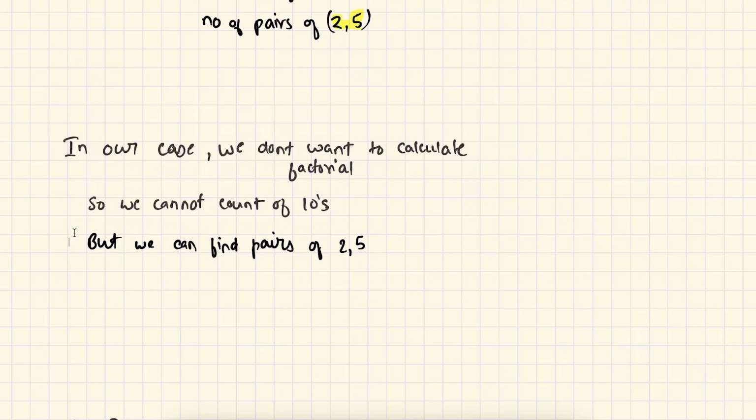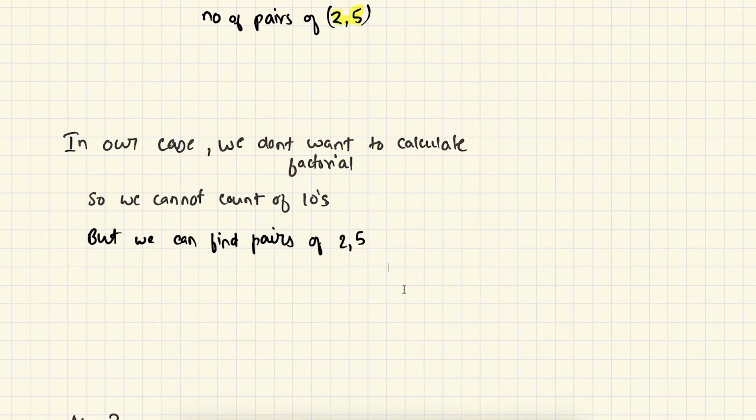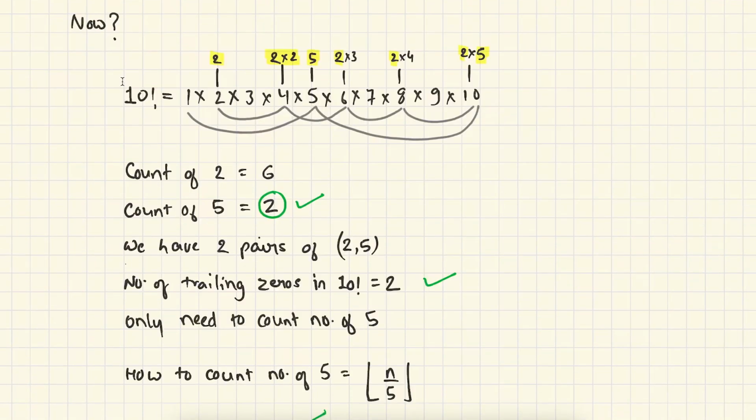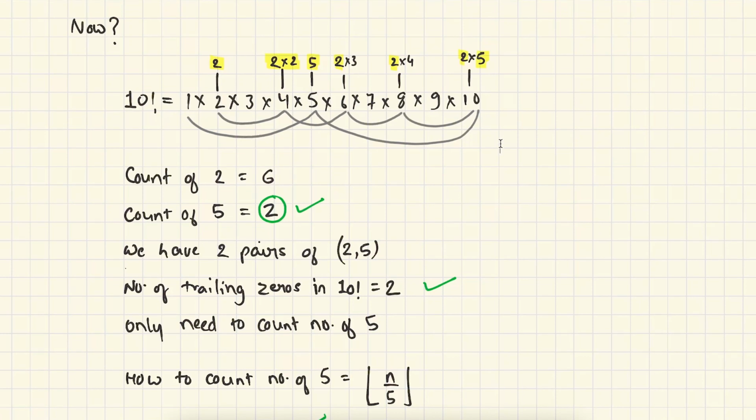But we have one option: we can find the pairs of 2 and 5, and this way we can find how many trailing zeros there are. So let's see how we can use this idea to solve this problem. When we compute the factorial of n, we simply multiply all the numbers from 1 to n. In the case of 10, we are multiplying 1 into 2 into 3 into 4, and so on, till 10.